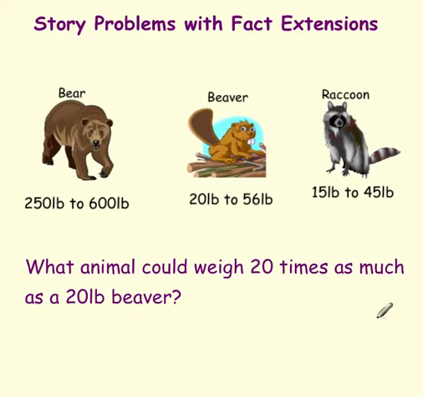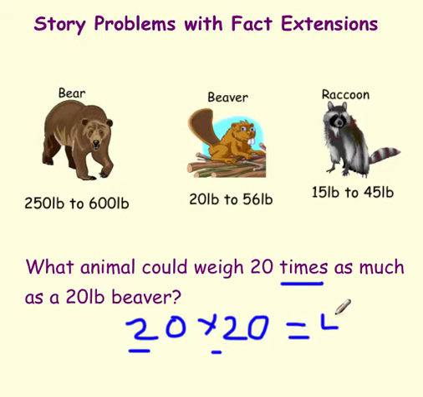Let's try another one. What animal could weigh 20 times as much as a 20-pound beaver? I have times, and I want to know what animal up here out of my three choices might weigh 20 times as much as a 20-pound beaver. I need to multiply to start, so I'm going to take 20 times 20. I know that I have my basic fact of 2 times 2. 2 times 2 equals 4. And then I took tens times tens, which gives me hundreds. So I'm looking for an animal that could weigh 400 pounds.